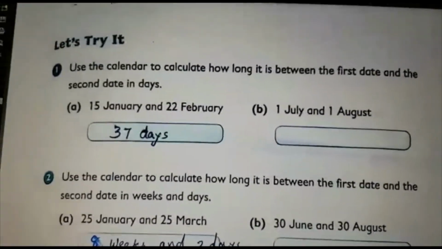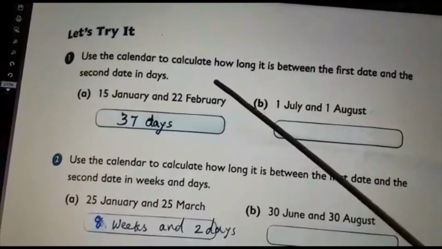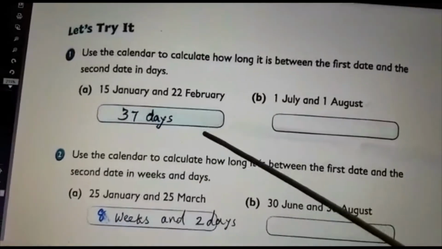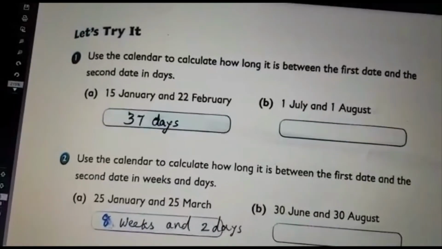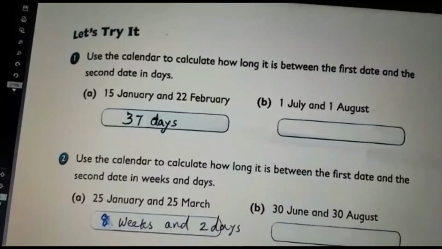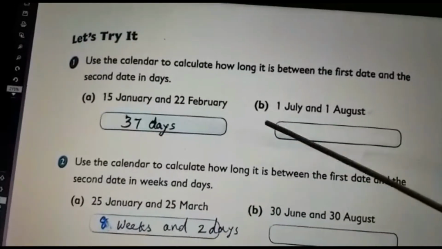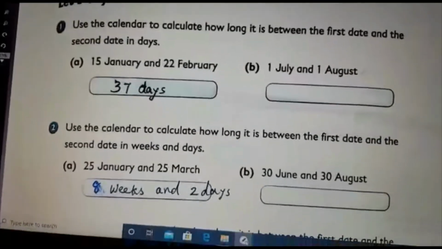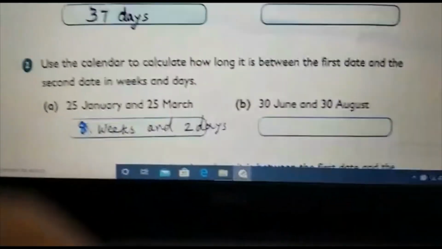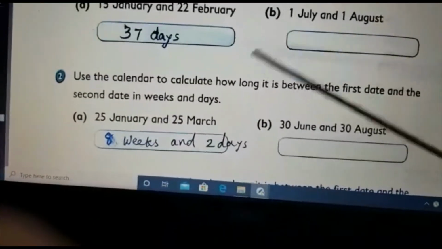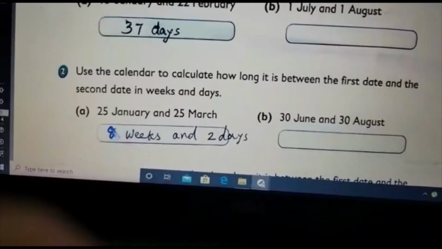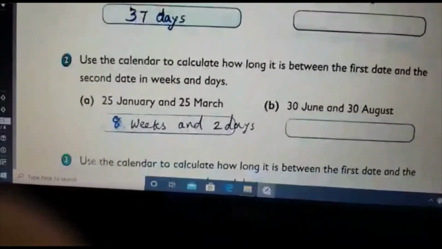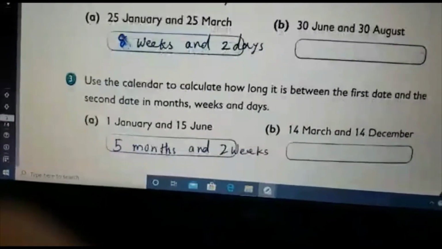So see, in the first question, the question is to write in days. If the first question is to write in weeks, what we should do? We know 37 days means 7 times 5 is 35, is it? So we can say 5 weeks and 2 days. So depending upon the question, 5 weeks and 2 days you can say. So here we don't want in days, we want the answer in weeks and days. Okay, so you can just do that. It is coming 8 weeks and 2 days. Same way you do the next one. The next one also, all the questions same pattern.